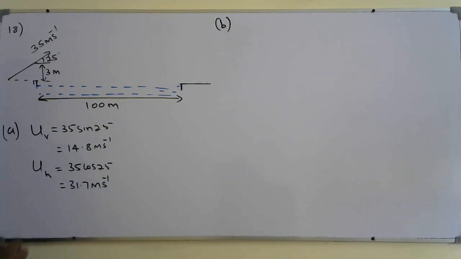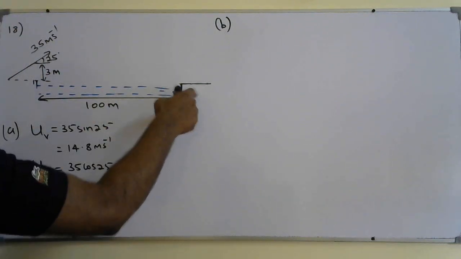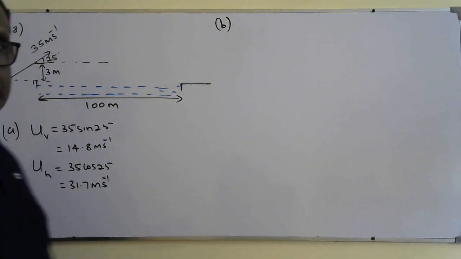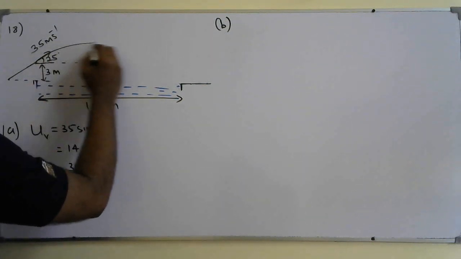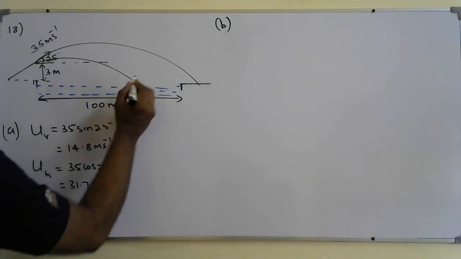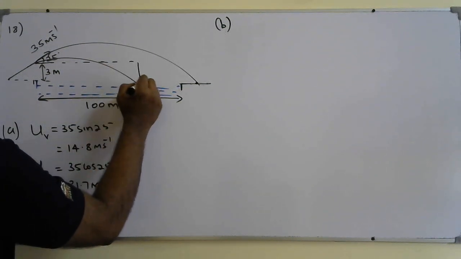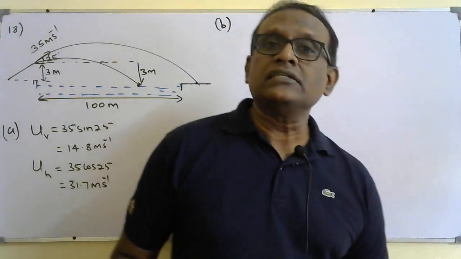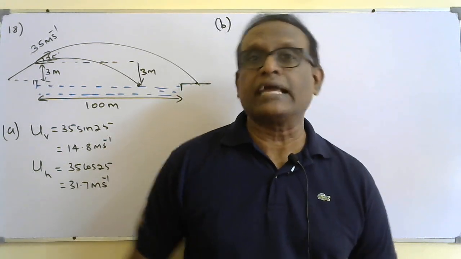So we'll need to find the time taken. If he wants to land on the other side, he should move down 3 meters. He should have a vertical displacement of 3 meters. There's a chance he can jump like this and land on the other side, or he can jump from here and land inside water. Either way, whether he lands on water or on the other side, his vertical displacement is 3 meters downwards. So we'll find the time for that.